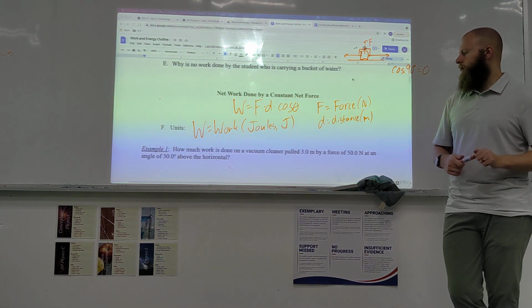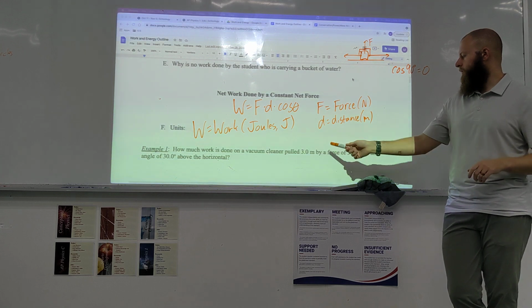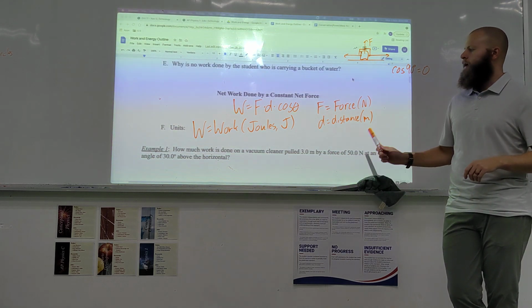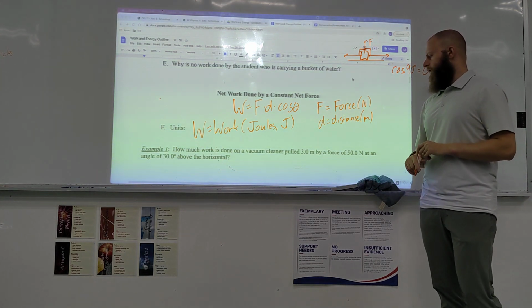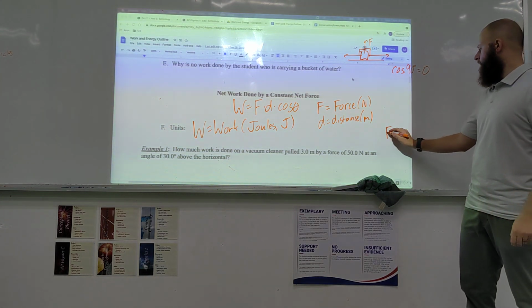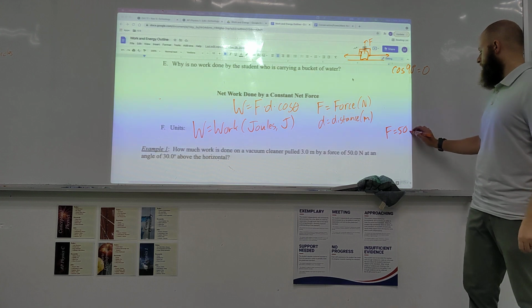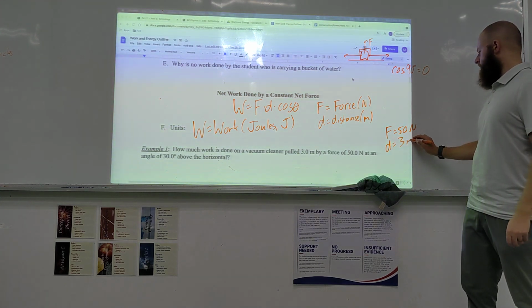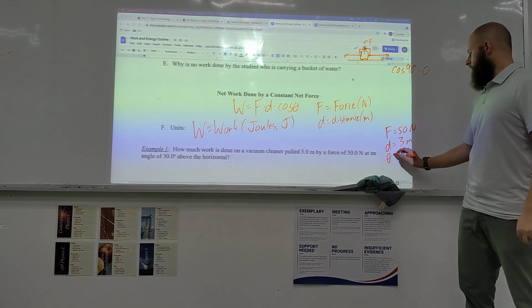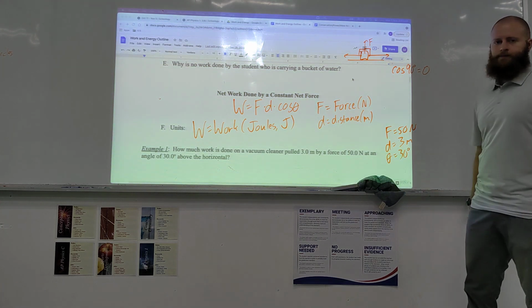How much work is done on a vacuum cleaner pulled 3 meters by a force of 15 newtons at an angle of 30 degrees above the horizontal? So let's write down our variables. Our F equals 50. Okay, our distance equals 3 meters, and then our angle is 30 degrees.